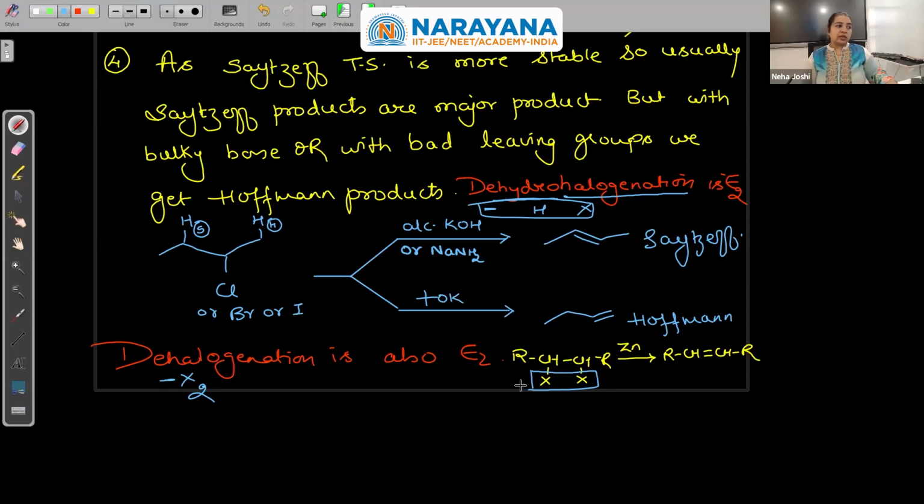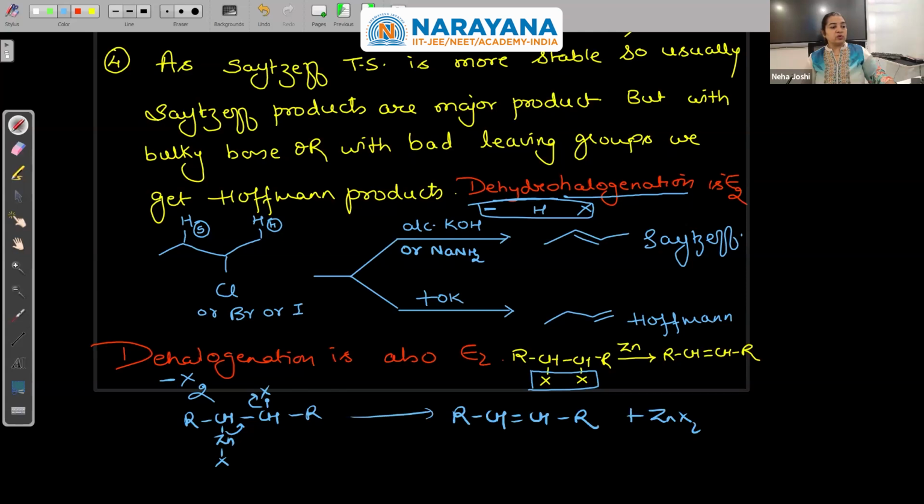Okay, that is also an elimination reaction in which an organometallic like Wurtz, you can say, is formed. Yesterday we were doing intramolecular Wurtz like that. So in anti elimination, the two groups will be placed anti, ZnX2 is removed. So this is also an E2 reaction. Clear?